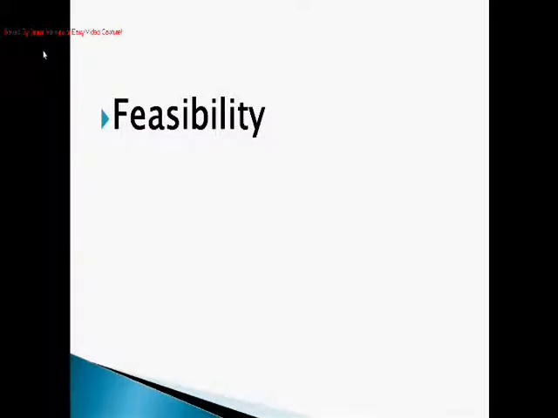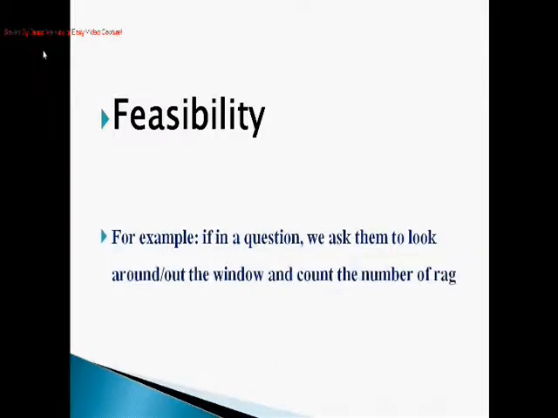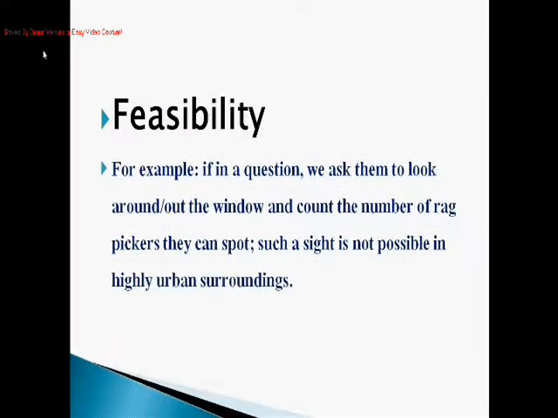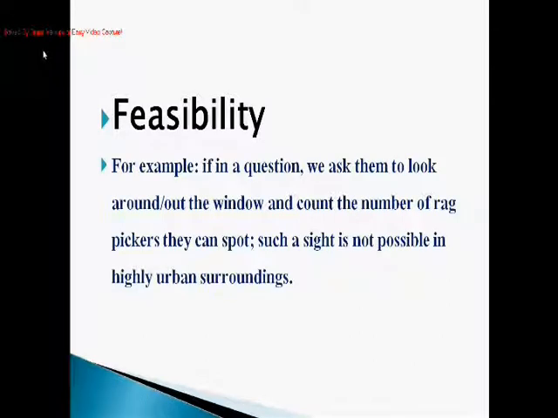Now let's move on to the next parameter, which is feasibility. The questions in the worksheets should be worded in such a way that the students are able to do them either in class or at home, however expected. For example, if in a question we ask them to look around or out the window and count the number of rag pickers they can spot, such a sight is not possible in highly urban surroundings.